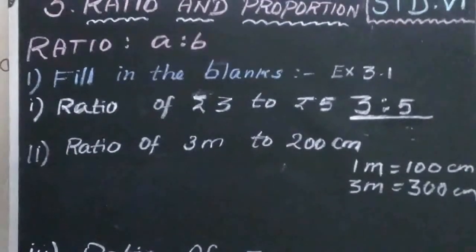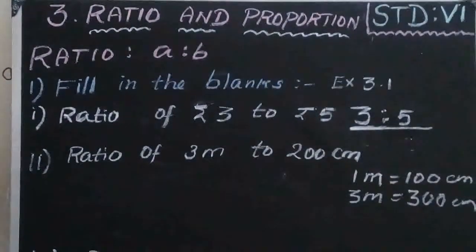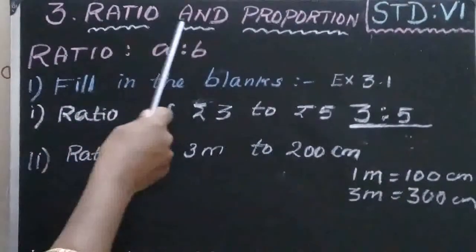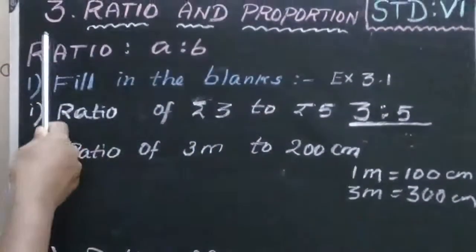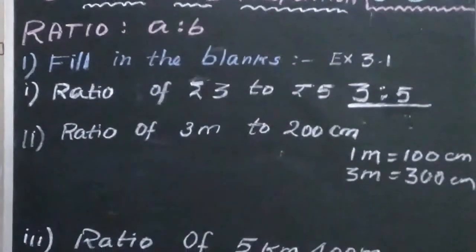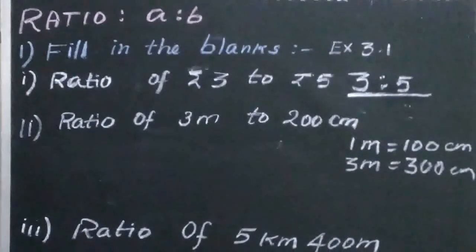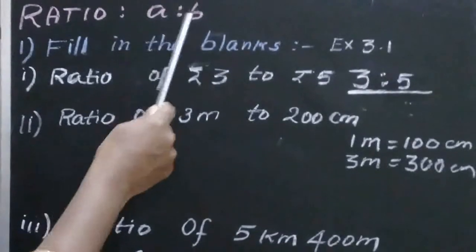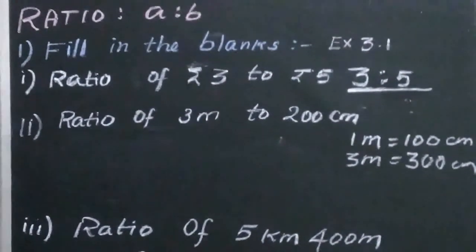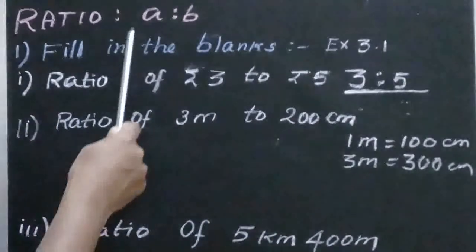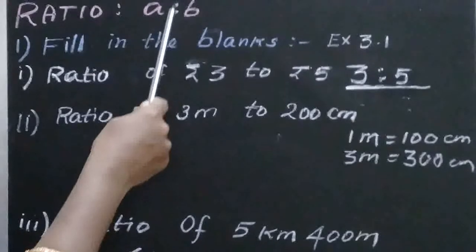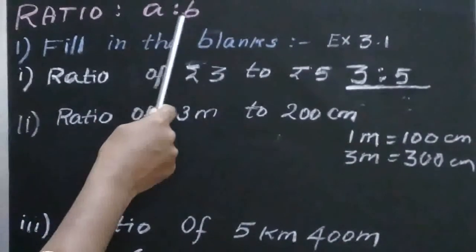Students, today I am going to teach 6th standard maths chapter 3, ratio and proportions. So here ratio means the comparison of two quantities with the same units. Here A and B are two quantities with the same unit. We can write the ratio in the format A is to B. This is the symbol form we use for ratio. So A is to B.